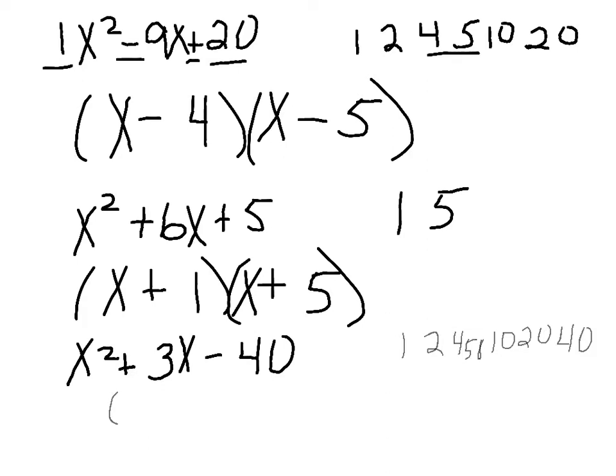So, the only way to get a negative on the end is a negative and a positive. I have a positive in the middle. That means I want my bigger number over here with the positive sign. What 2 numbers multiply together to get 40, but when you subtract them, they get 3? 5 and 8. So it's this.